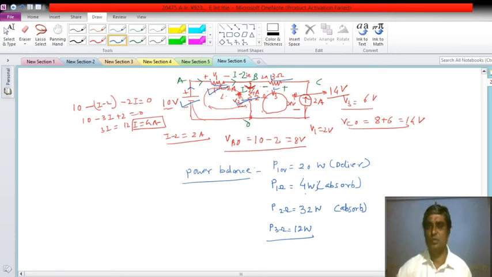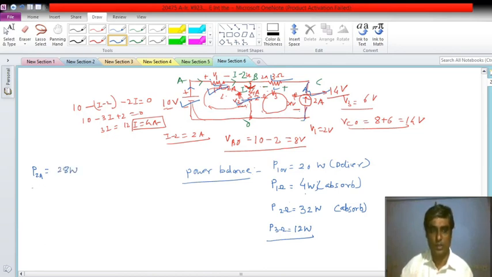Now let us check whether this source delivers or absorbs the power. According to our polarities, the current is leaving from the positive terminal, so obviously this will again deliver the power. So let me check the power delivered by the 2 amp source. That is 14 is the voltage into 2, so that is 28 watt.